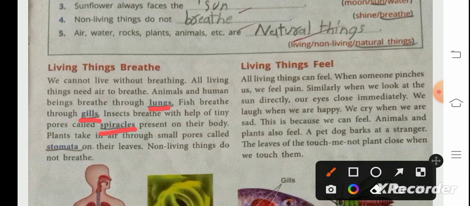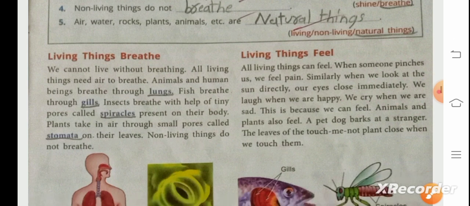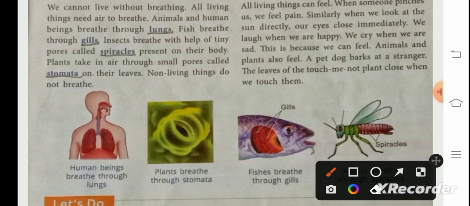Plants take in air through small pores called stomata on their leaves. Again, on the leaves of plants there are small pores, and these small pores are called stomata. So with the help of stomata they breathe. You can see in the picture this human breathing through the lungs. You can see the lungs here. And plants breathe through the stomata. Here is the stomata, the small pores present on the leaves. Remember that small pores are what we call stomata.